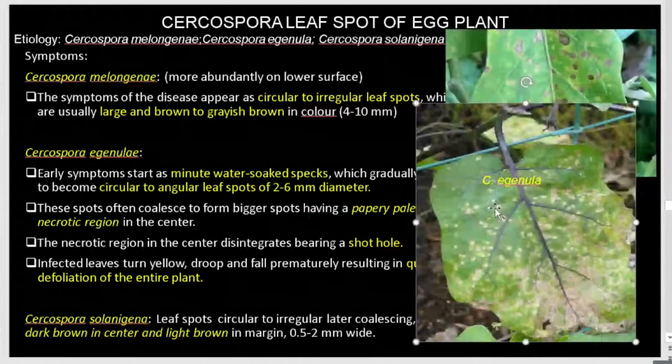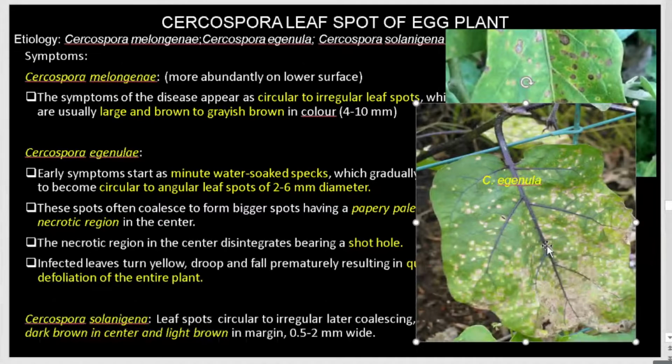In case of Cercospora eugenila, the initial symptoms appear as grayish white spots. They are very small in size, a lot of leaf specks or leaf spots appear, which are generally circular, but they may also be angular. And in this case, the shot hole effect is very pronounced as compared to the infection due to other species of Cercospora. They cause premature defoliation of the leaves.